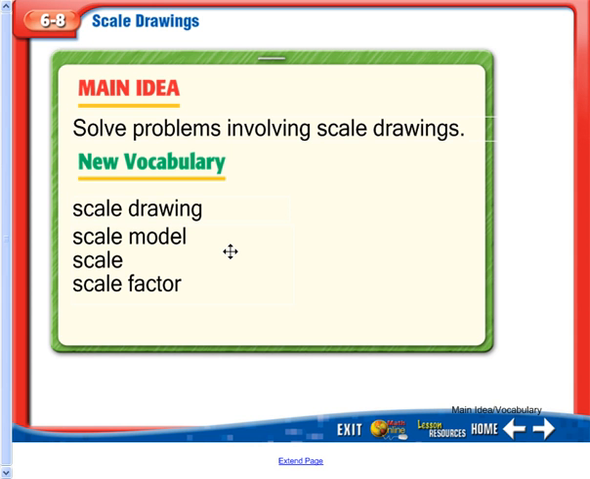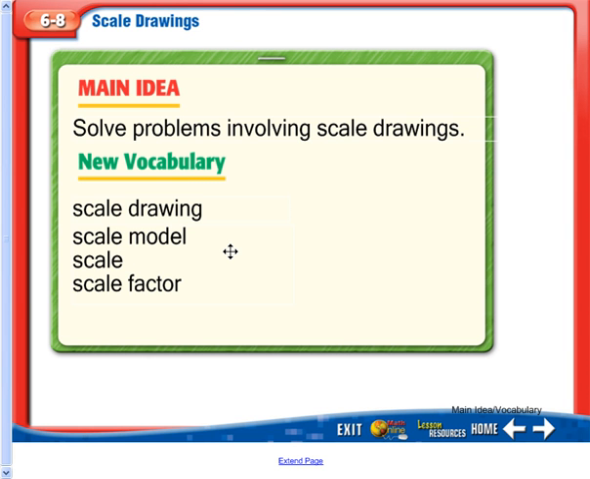Today's lesson is 6-8, Scale Drawings. The main idea of this lesson is solving problems involving scale drawings. So a scale drawing is going to be a picture of something that's either much smaller than it actually is, or much bigger than it actually is.